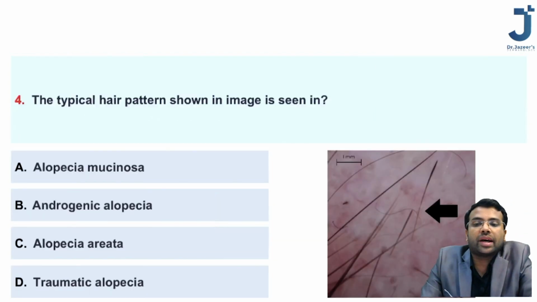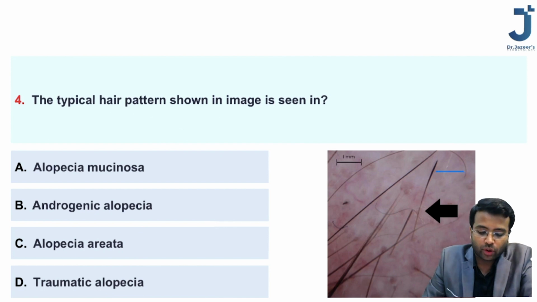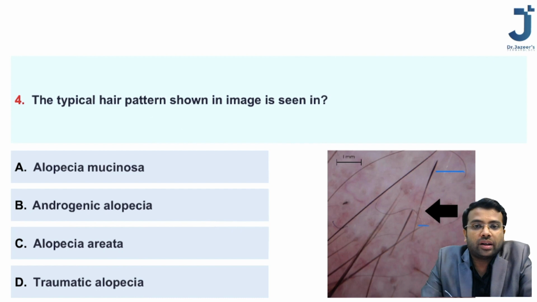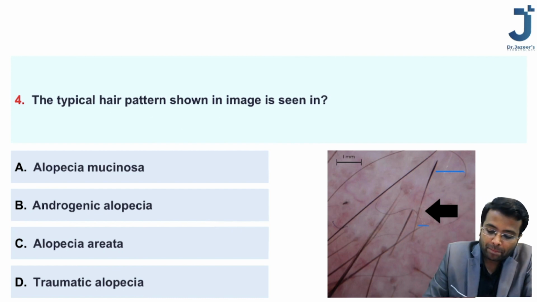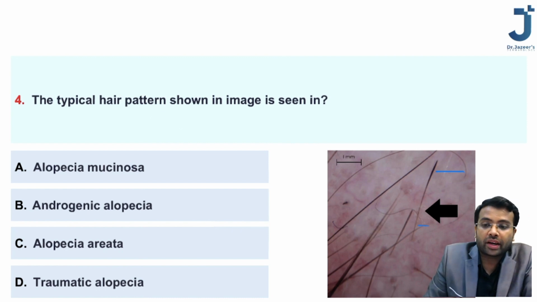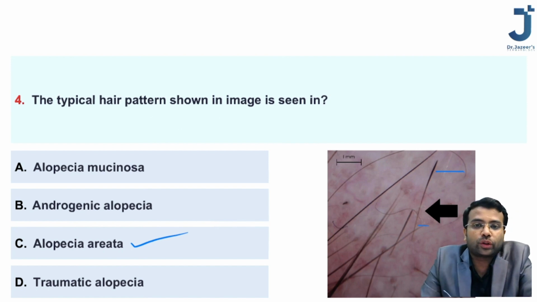So the typical hair pattern as shown in the image, we have just now explained, where you can see the hair is broad towards the outer margin, whereas it is thinner towards the area near the scalp. This is called the exclamation mark hair, and among all the options you already know that exclamation mark hair is seen in this autoimmune condition called alopecia areata.